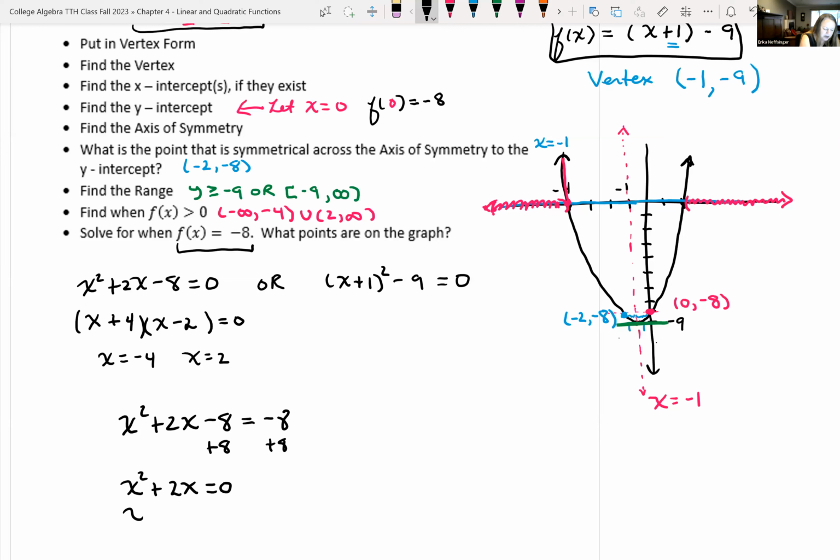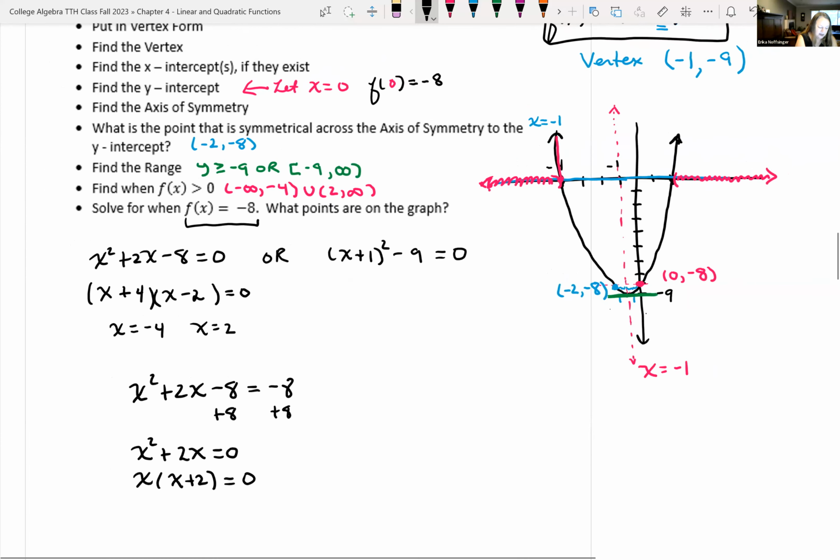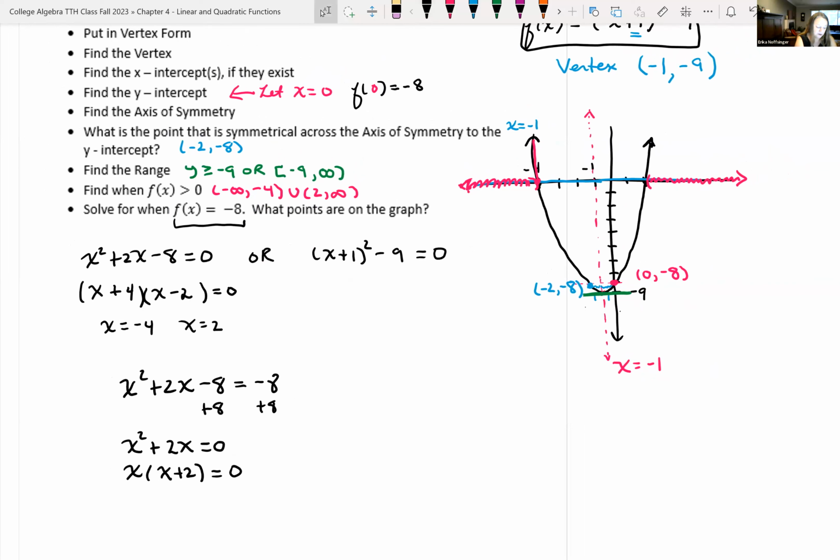We could factor out an x. So this would be x times the quantity x plus 2 is equal to 0. So this is when x is 0, which we saw for the y-intercept. And x plus 2 is equal to 0 when x is equal to -2, which we talked about by looking at the axis of symmetry and the y-intercept and where that would have to be because it's symmetrical across the line x equals -1.